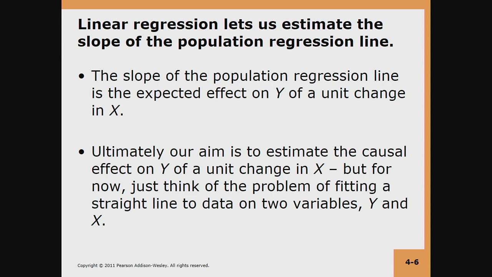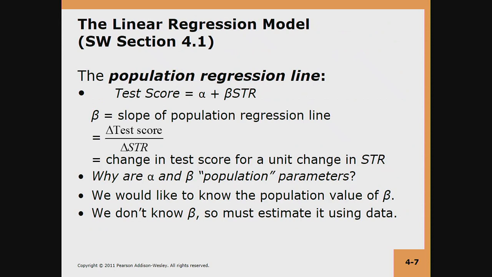Ultimately our aim is to estimate the causal effect on y of a unit change in x. But initially, we're going to be trying to fit a straight line in two variables. Later on, we'll add control variables to account for the omitted variable bias, to try to control for as much as possible, to get a more accurate line. But right now, we're just looking at two variables to keep it simple. So this right here is the population regression line for our example. We have test scores equals a constant alpha plus beta times the student-teacher ratio.